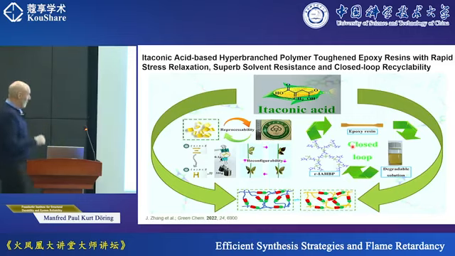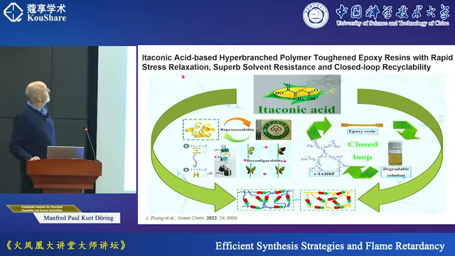Itaconic acid, again, is very important for a couple of investigations. Here is a hyperbranched polymer toughened epoxy resin with rapid stress relaxation, superb solvent resistance, and closed loop recyclability. Last year published again from this Chinese group.